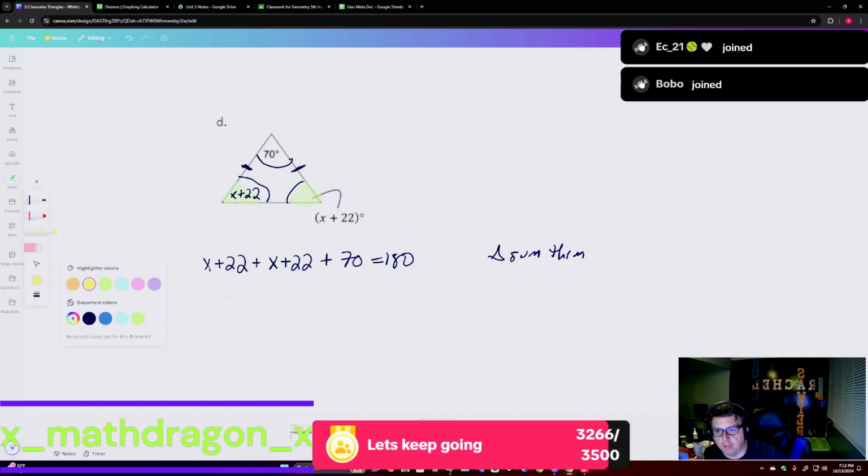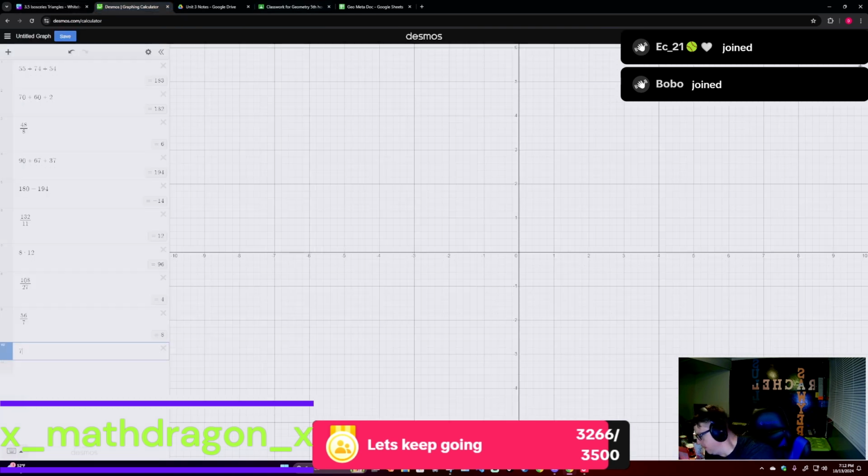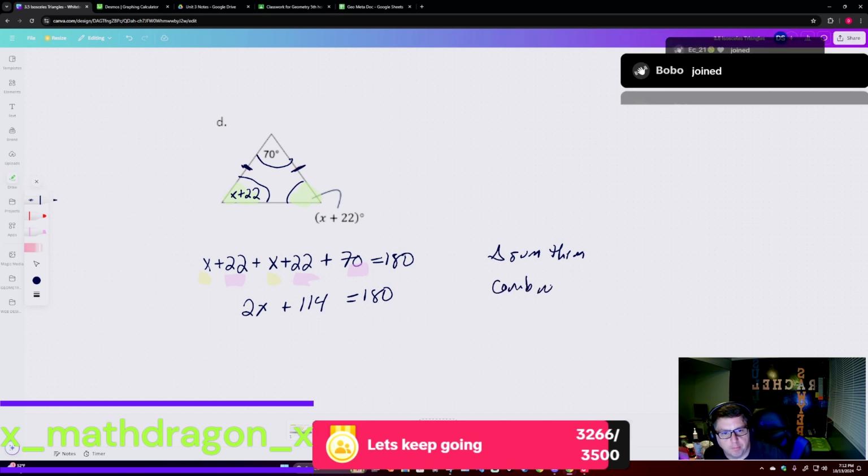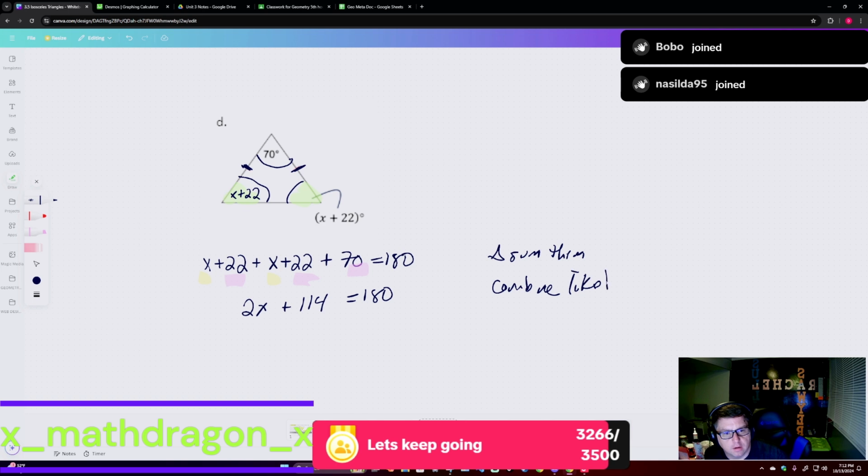Now we can combine like terms. So I see an x and an x, and then I see a 22, 22, and a 70. So we'll have 2x plus 114. 90 plus 22 plus 22, 114. Is that what we said? Okay. Equals 180. And we can call that combine like terms.